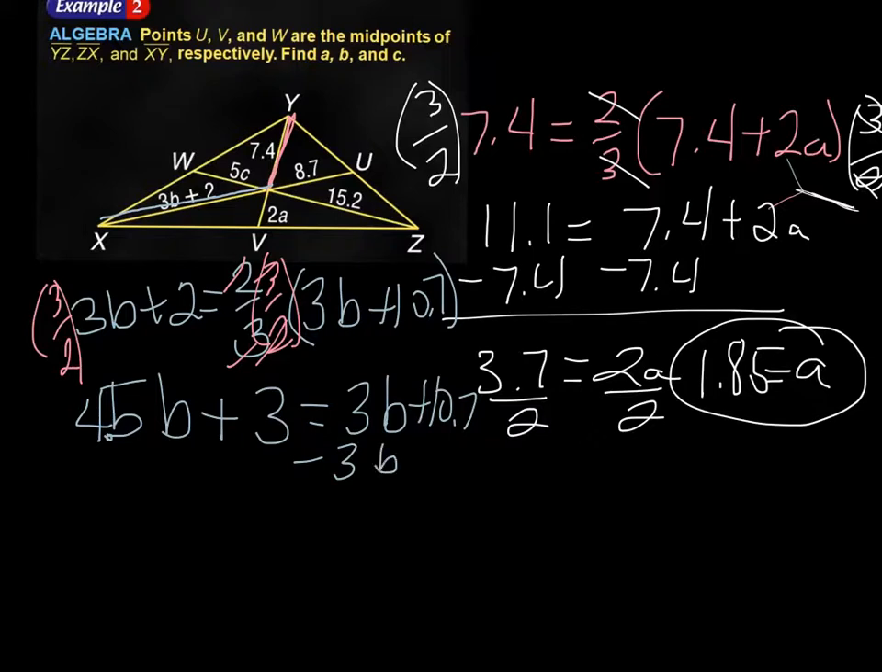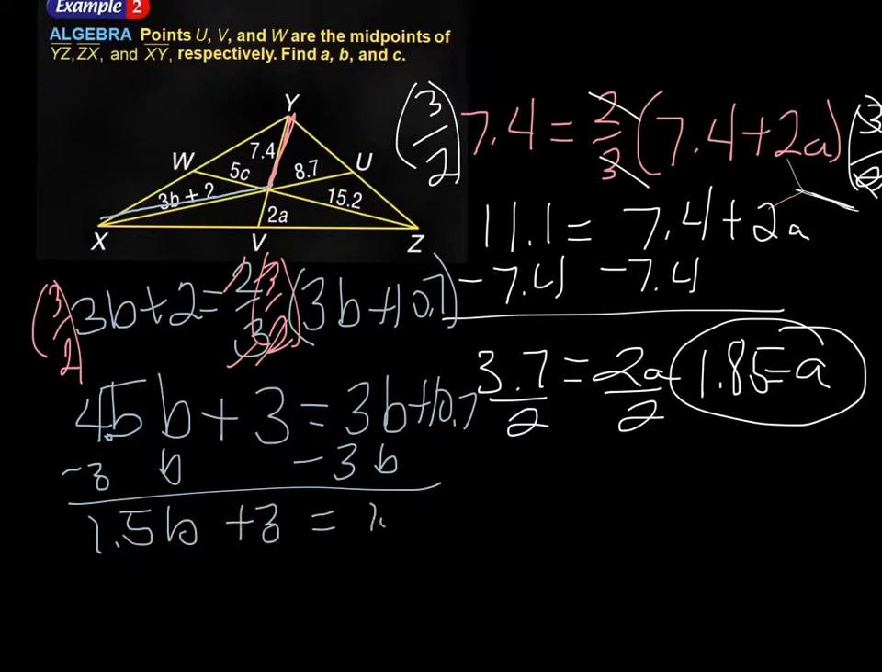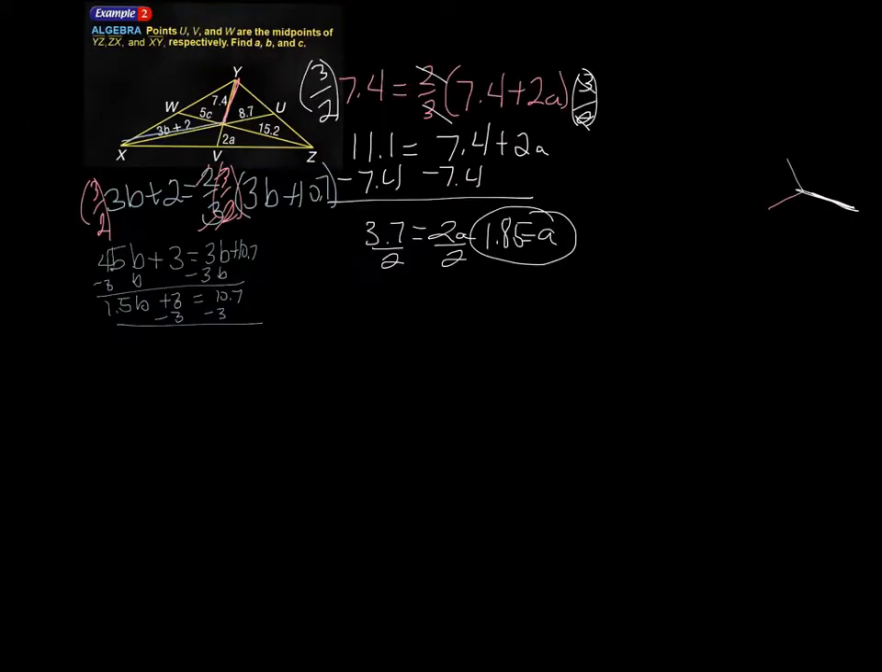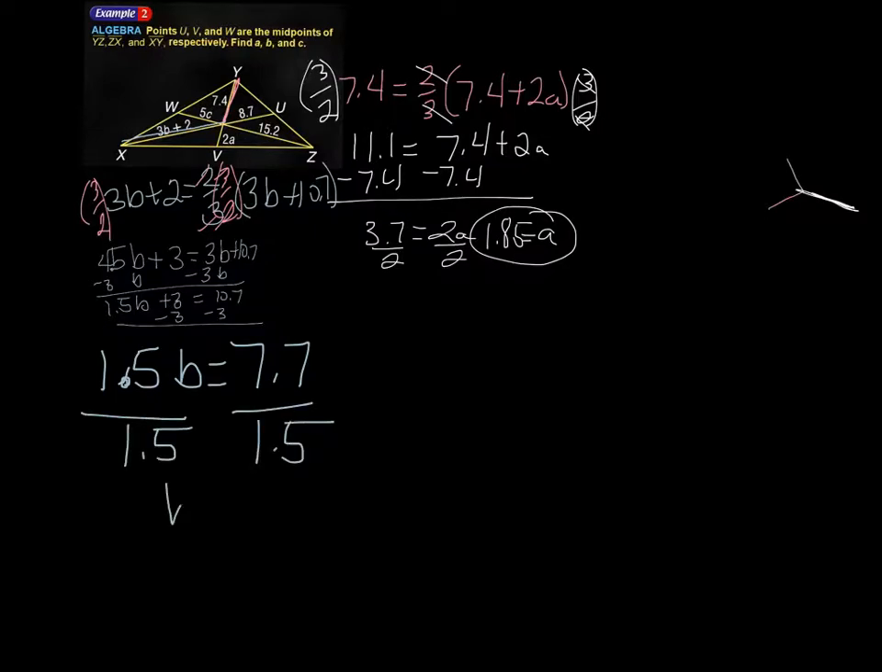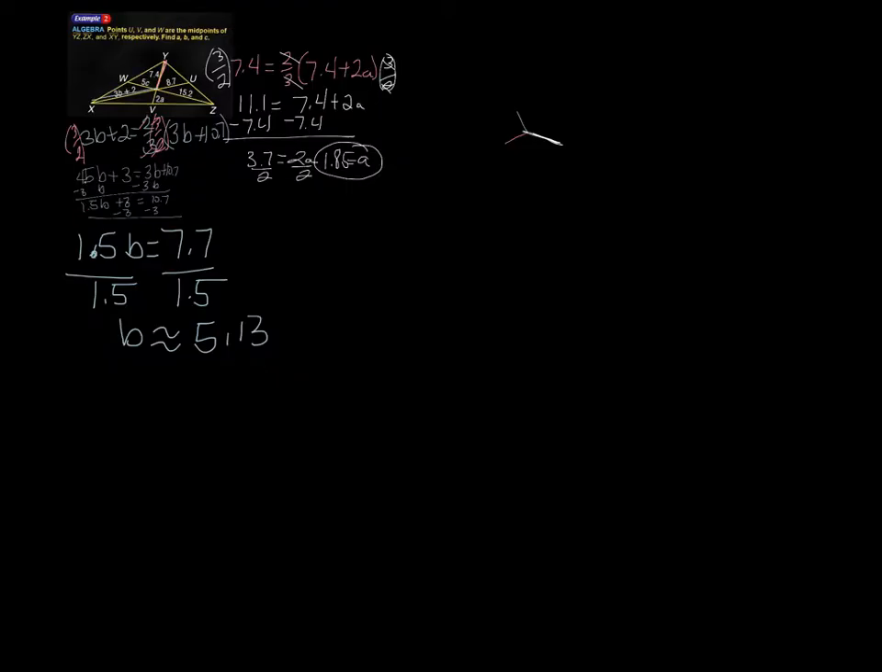Subtract 3B from both sides of the equation. So 1.5B plus 3 is 10.7. Subtract 3 from both sides of the equation. And I cheated for space there. I've got 1.5B, sorry, my decimal's ugly, equals 7.7. Divide both sides by 1.5. And I have B is about, if I round to the nearest hundredth, 5.13. Now for C, 15.2 is the 2/3.